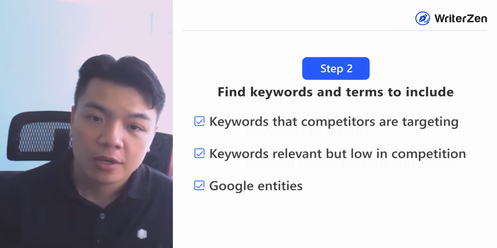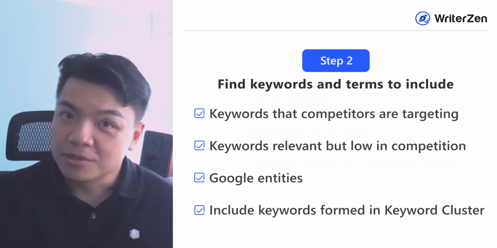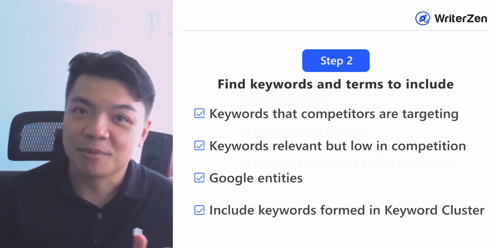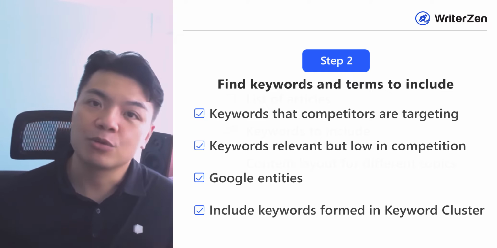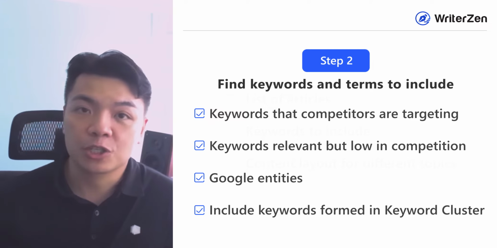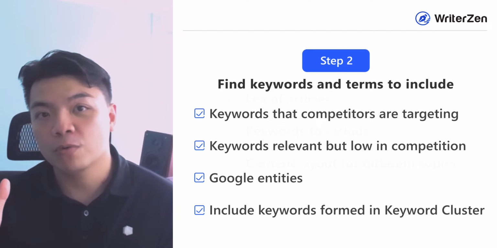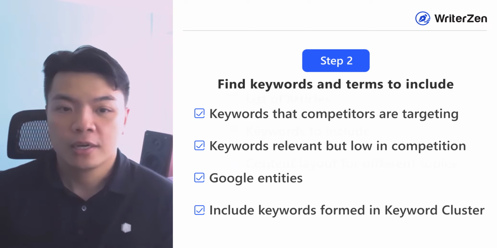And fourth, you want to include all the keywords that you have formed in the previous steps in the keyword cluster, right? Because these are all the group of keywords that you will target together. When you put them all in your content, you will be able to make sure that if you rank on one keyword, you'll be able to rank on several other keywords as well. It increases your chance, right?